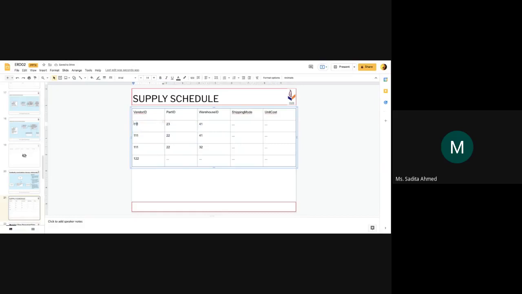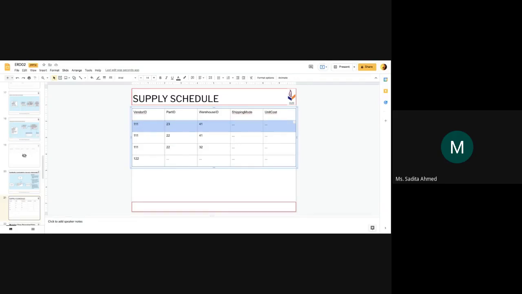So a single vendor can be in multiple rows, okay? A single vendor can be in multiple rows, that is, in supply schedule multiple rows can have a single vendor. As you can see here, the vendor with ID 111 is there in 3 different rows and could be there in many more, but in a single row there is only one vendor, in a single supply schedule instance.